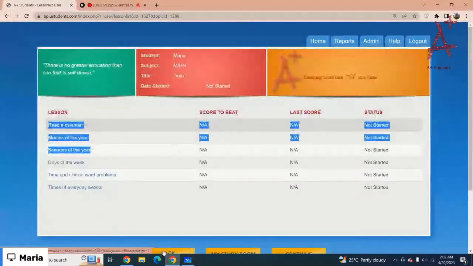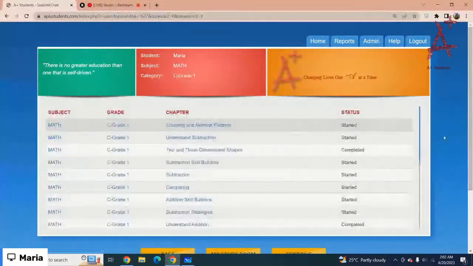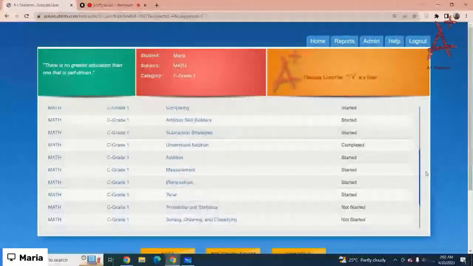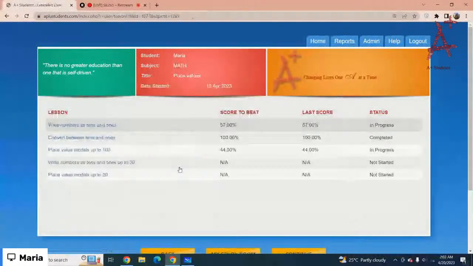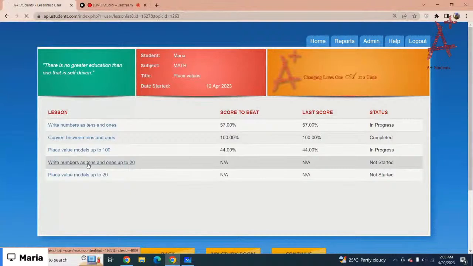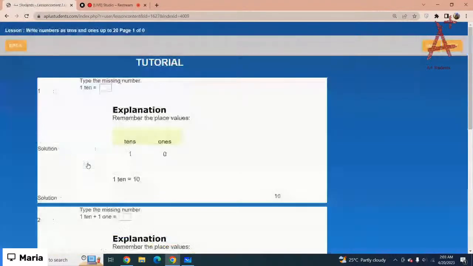So here I'm on grade 1 maths. Let's start with the chapter place values. Here is the chapter place values, and I'm going to start with the lesson write numbers as tens and ones up to 20. So let's start with the lesson.